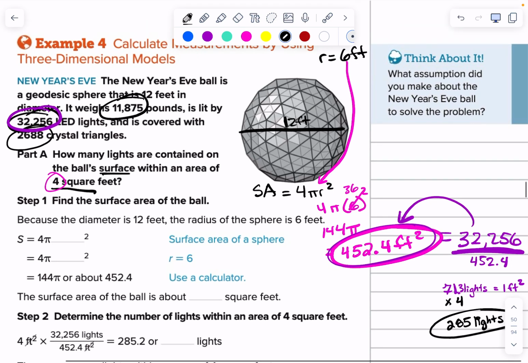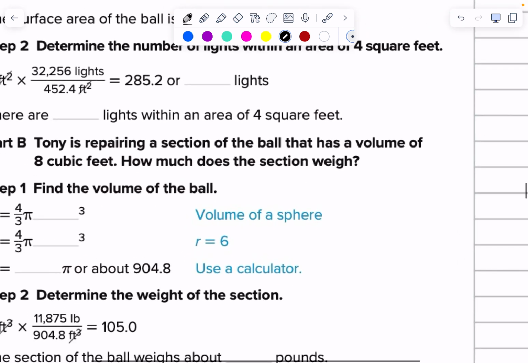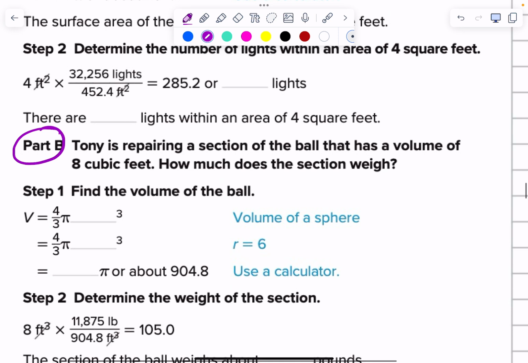Does it ask for another question? Where is the other question? Part B, just under it. Where's part B? Oh, okay, here we go. All right, part B, look right here where it says part B. Tony is repairing a section of the ball that has a volume of 8 cubic feet. How much does this section weigh?